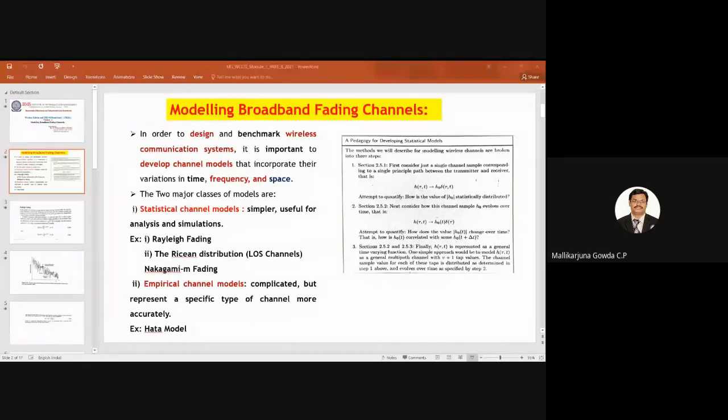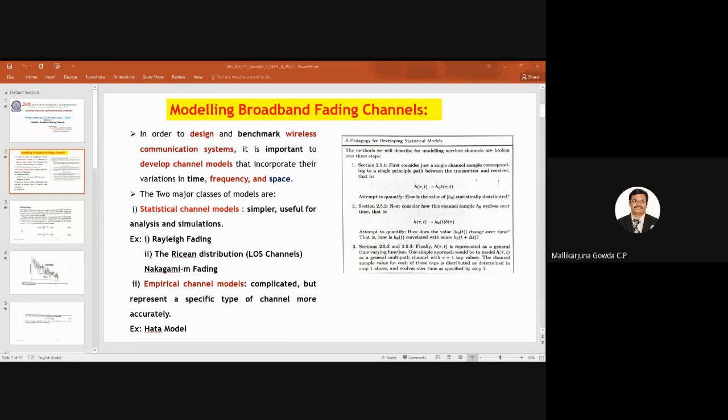developing these statistical channels. That pedagogy I've given here. First, we consider, already I told about the autocorrelation function, how it is useful in characterizing the channel. So first we consider the single channel with the sample corresponding to the single principal path between the transmitter and the receiver. This is for only one path.